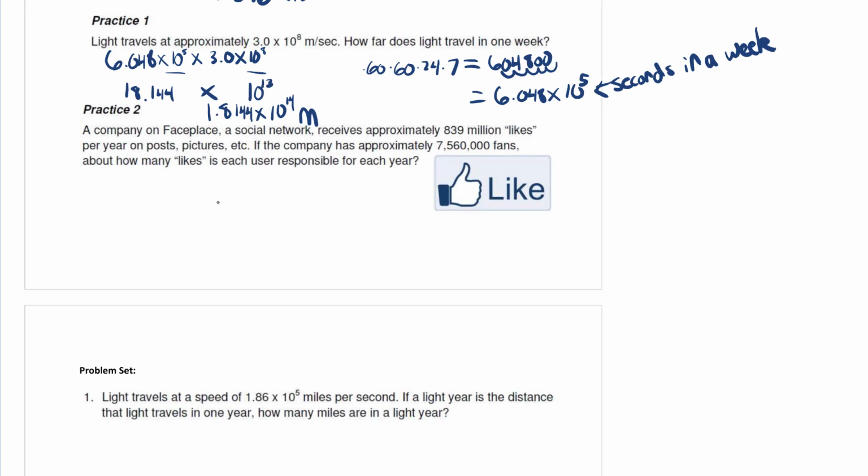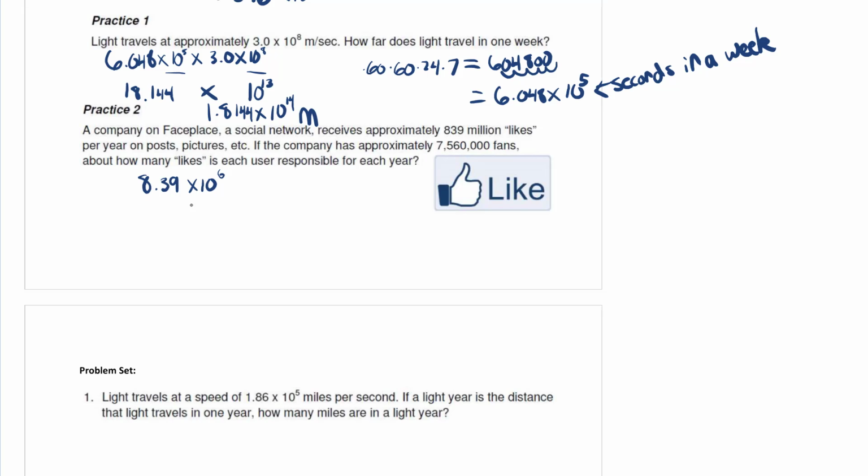Let's do 839 million likes in scientific notation. 8.39 times 10 to the what? How much would make this millions? Well, let's go. 1, 2, 3, 4, 5, 6. Okay, that would make that millions. And now let's find out how many actual likes they have, because we will take the total likes and divide by how many fans to find how many likes per user.